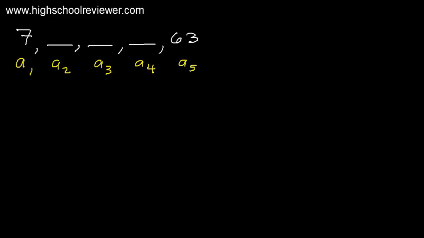So to find the missing arithmetic means, first we need to find the value for d, or the common difference. We will use the formula a sub n is equal to a sub 1 plus n minus 1 multiplied by d. So using this formula, we can find the value of d.